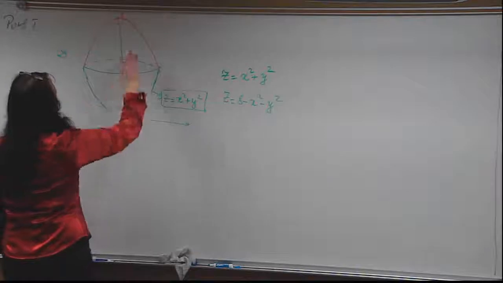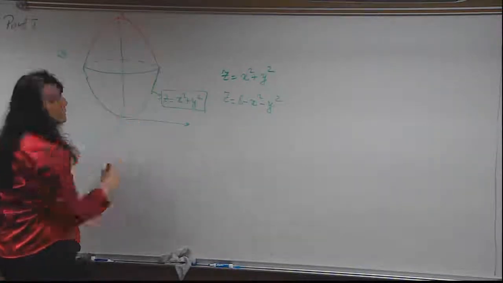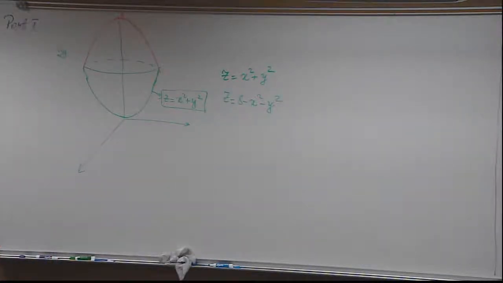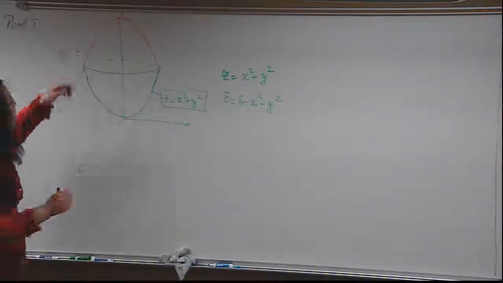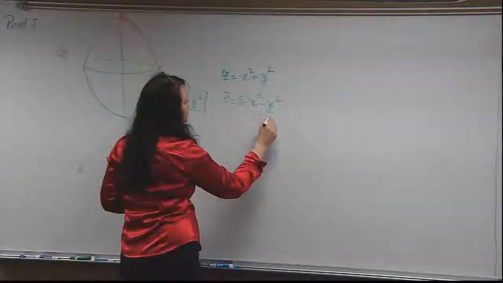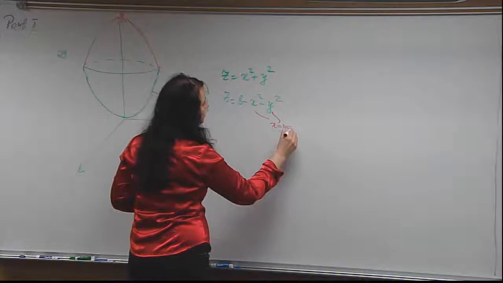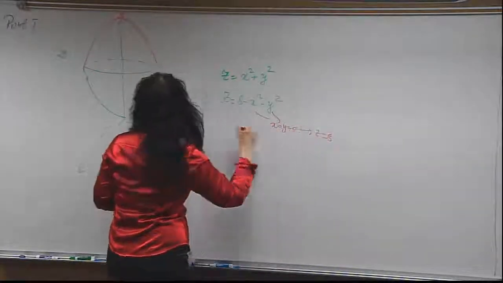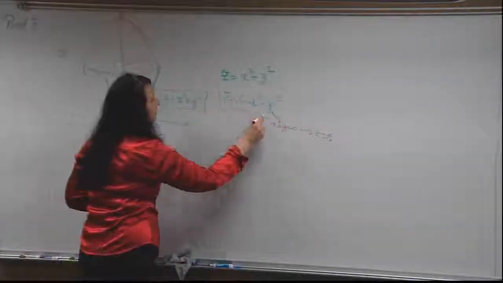Did they tell you that A had to be positive? Which 8? That A. Oh, 8. So how do I know it's 8? Because when I put x equals y equals 0, I get z equals 8 for this paraboloid. This is the red paraboloid.